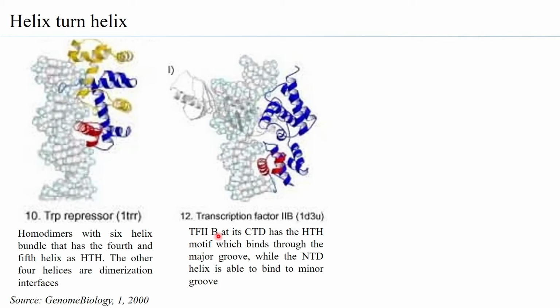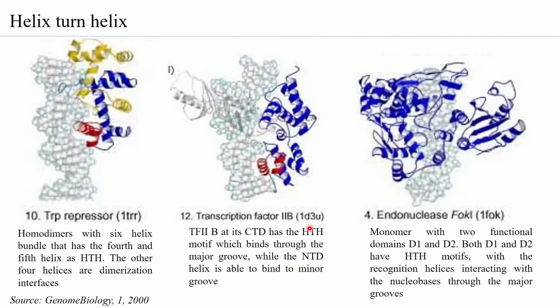So the TF2B at its C-terminal domain has the helix turn helix motif, and this helix motif would bind through the major groove, while the N-terminal domain helix is able to bind to the minor groove. So that is how it functions. Again, look at the fact that it may be a single molecule with both the CTD and the NTD, with the CTD having the helix turn helix. So you can see this is the helix turn helix domain.